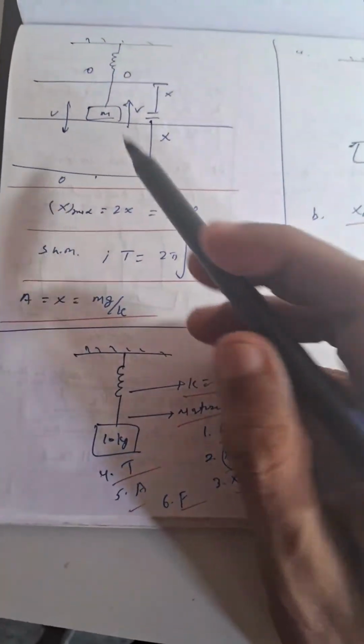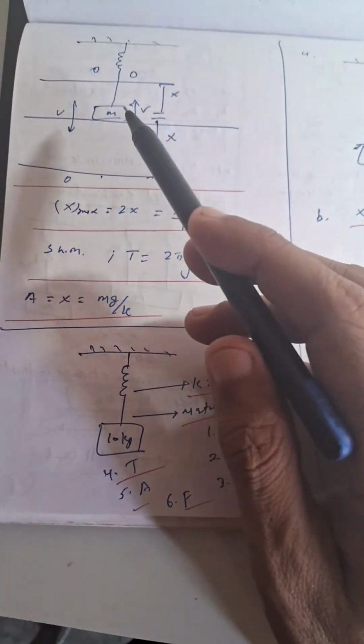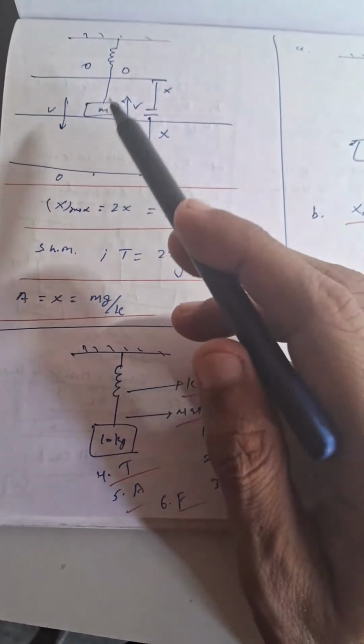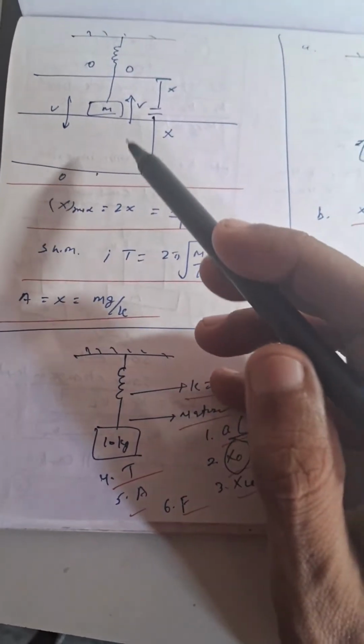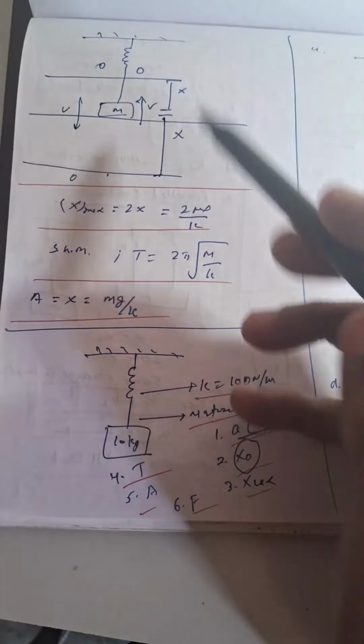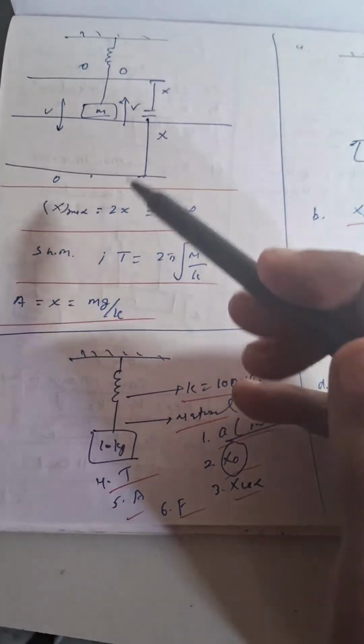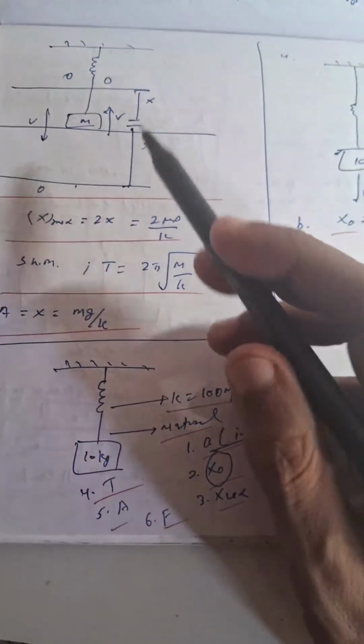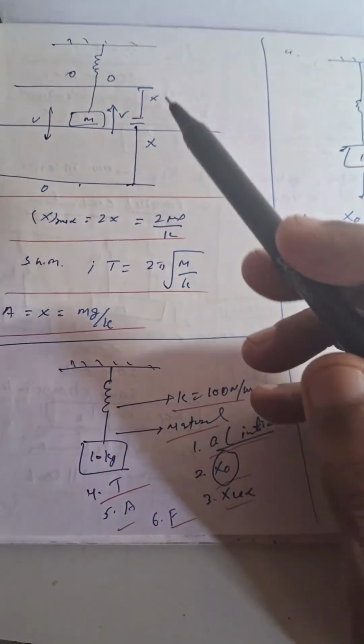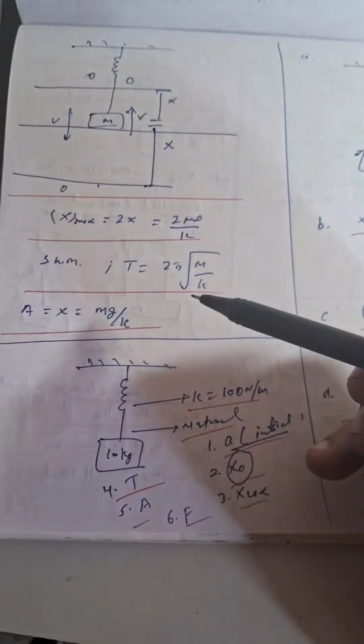Then we have another question based on Newton's laws of motion. A block is kept over here, and it's moving with a certain velocity. We need to find the maximum displacement, or you can say the maximum extension in the length of the spring.